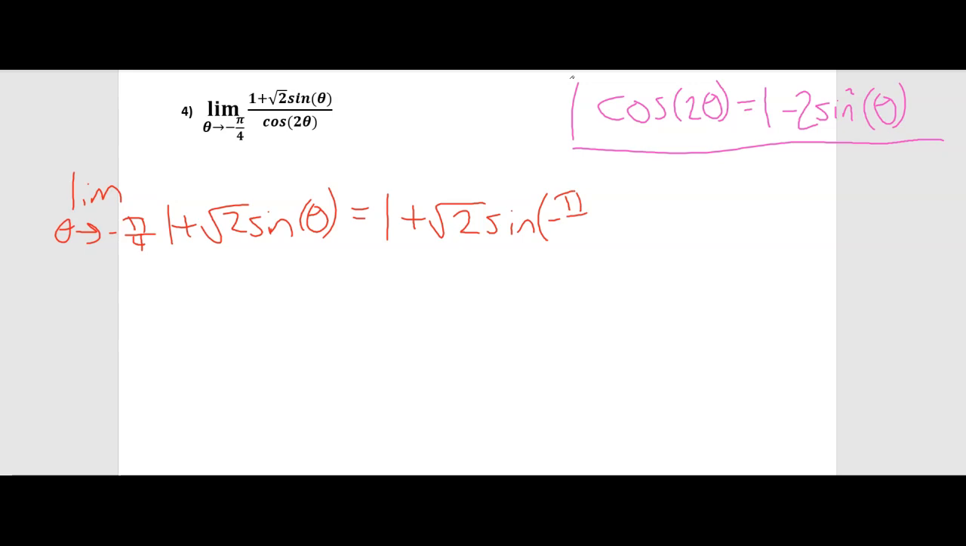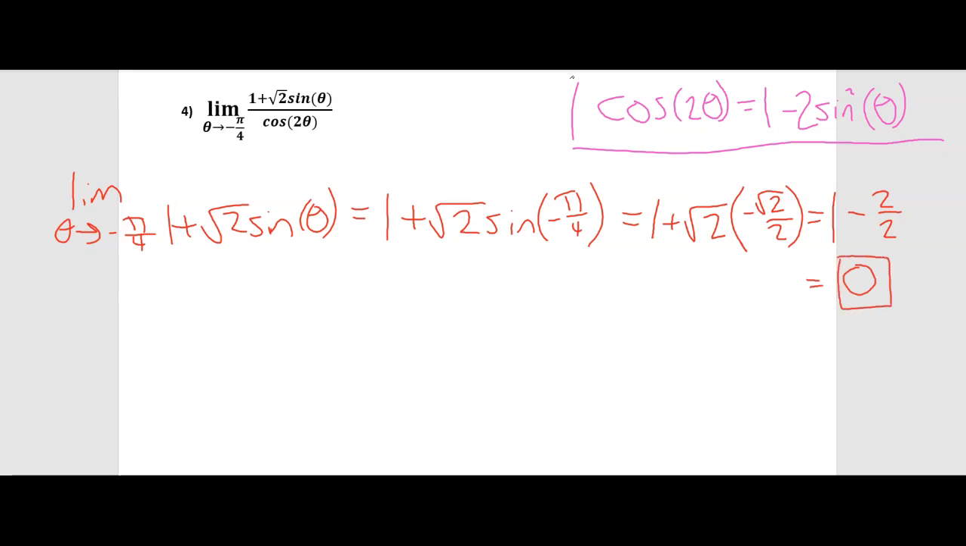if we think back to our unit circle, sine of pi over 4 would be square root of 2 over 2, but negative pi over 4 is in the 4th quadrant, which means our sine values are going to be negative. So this is going to give me 1 plus the square root of 2 times negative root 2 over 2. And then if I do some more simplifying, I get 1 minus 2 over 2, which is equal to 0. So our numerator's limit is 0.